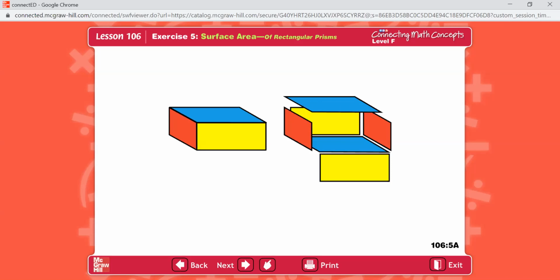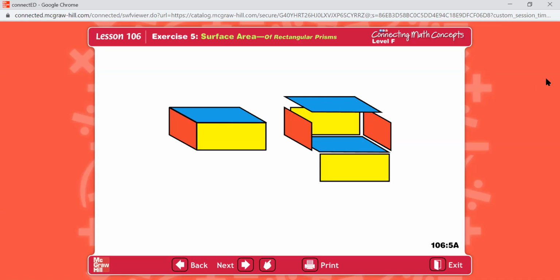You know about the volume of a rectangular prism. You're going to learn about the surface area of a rectangular prism. Listen, a rectangular prism has 6 faces. The picture on the right shows the faces separated. The faces are in pairs. The faces in each pair have the same color. The faces in each pair have the same area.